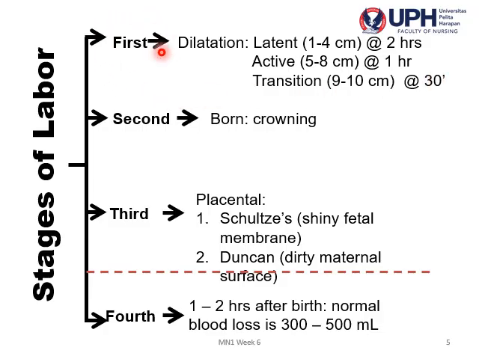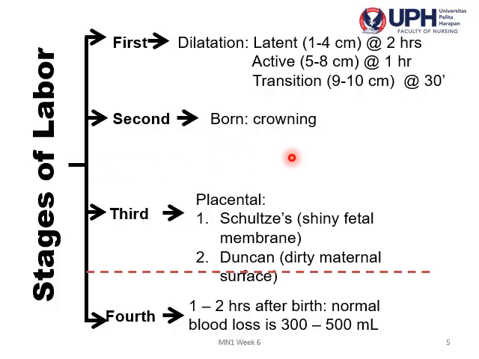After finishing the first stage of labor, we move to the second stage of labor, where the baby will be born. The baby will go through the crowning process, then the cardinal mechanism, where the baby needs to rotate and descend through the birth canal until the baby is delivered vaginally.